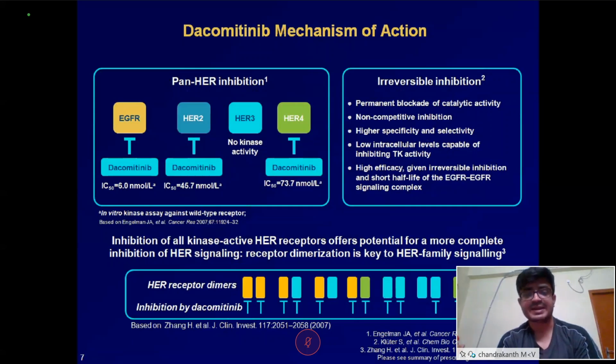So you can see in the diagram below, all the types of HER2 are inhibited. And if you look into the IC50, the inhibitory concentration inhibiting 50%, you can see the least IC50 is for EGFR, nearly 6, and then we have the HER2 blockade, and then the HER4 blockade, and there is no HER3 activity. So if you want anti-HER2 activity, you need to give a larger dose, whereas with the least concentration, it is effective on the EGFR.